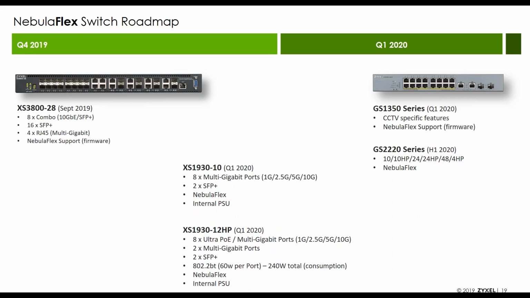The 12 HP, now this is a PoE switch, so this is what you'll be using to power your access points. It'll come with 8 Ultra PoE. Ultra PoE is the 802.3bt standard and will provide 60 watts per port. So it's the next generation of PoE for the higher classification devices, especially for the AX access point. It'll come with 2 multi-gigabit ports on it as well and 2 SFP+ ports, again with an internal PSU, and will be fully Nebula Flex managed, which means you can either run it standalone or you'll also be able to run it on the Nebula platform.